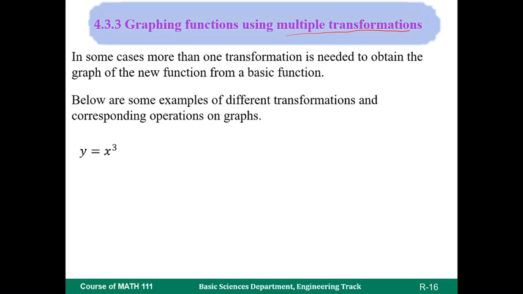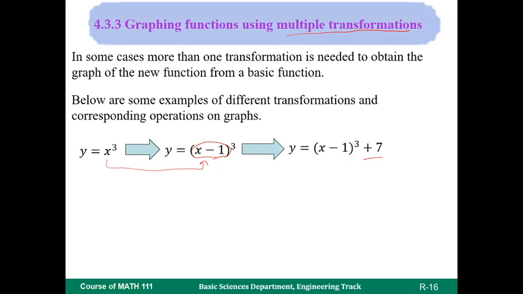So for example, you have a basic function x cubed. You might have (x minus 1) cubed. So what does this mean? Okay, we will discuss it. If you remember, this x is replaced by x minus 1. This has a meaning in graphs. And then after this, we add some number here, so it has another meaning on the graphs. One of these is a horizontal shift, and the other is a vertical shift.